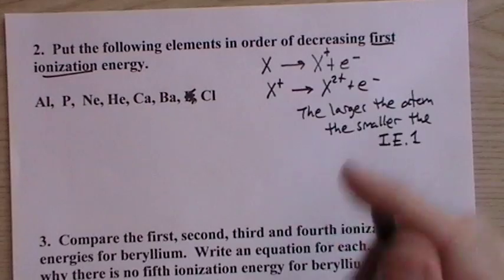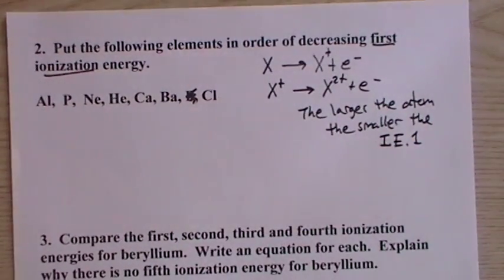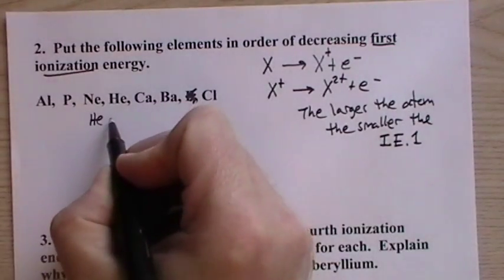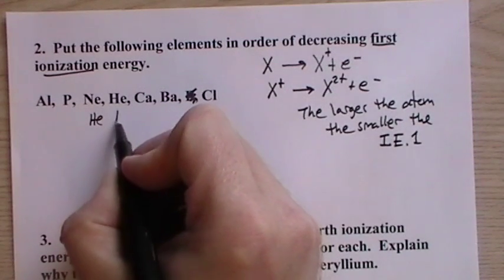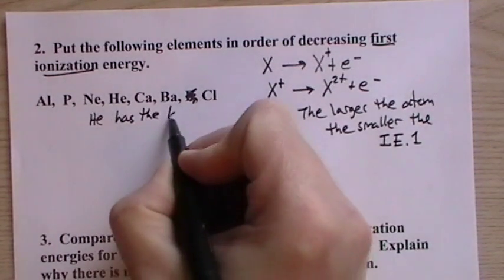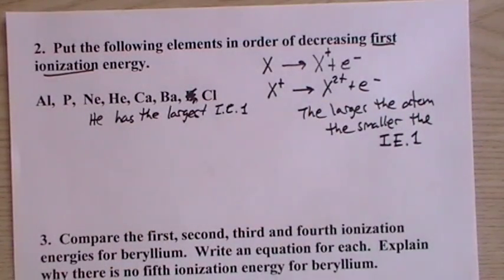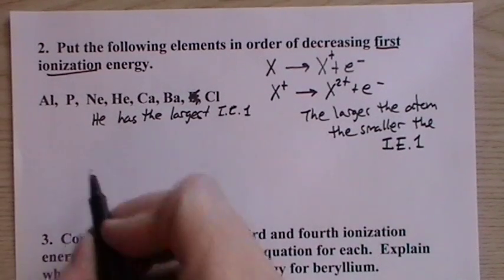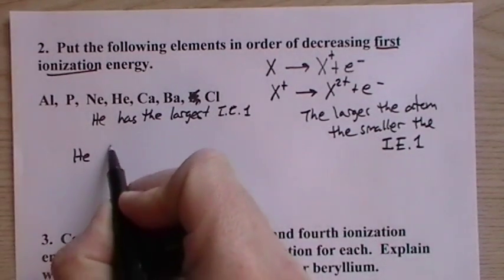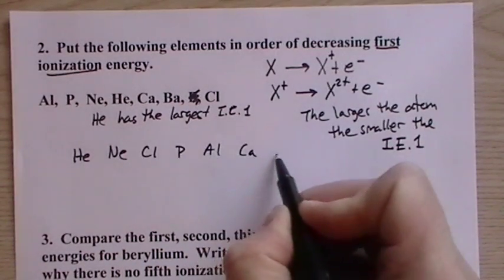So if we wanted to know the decreasing, the largest ionization energy should be for the smallest element. Helium is the smallest element here, so it has the smallest atom, so helium has the largest IE1. So in decreasing order, helium would be first, and then neon, then chlorine, phosphorus, aluminum, carbon, calcium, and barium.